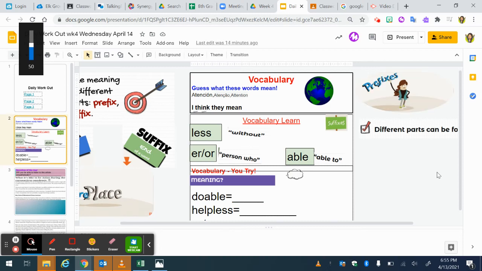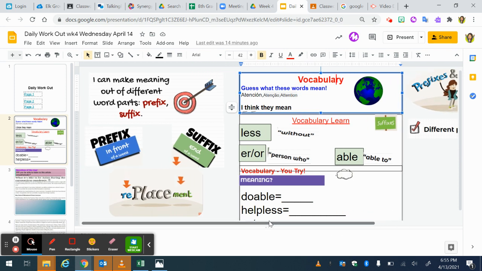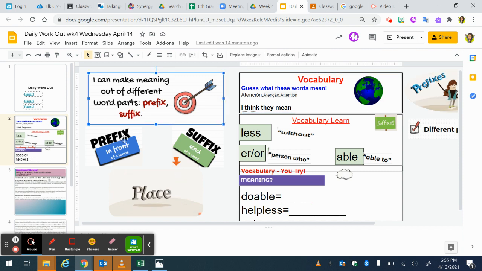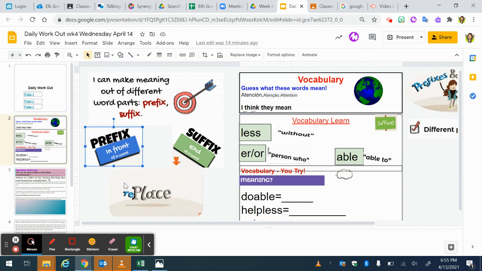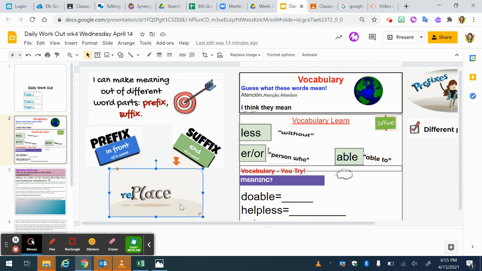Hi! In this video, we're going to learn some vocabulary strategies to help you with words that you read and you may not know. Remember, what we're learning right now are the differences between prefixes and suffixes. Remember, a prefix is a part of a word that comes at the beginning, and a suffix is a part of the word that comes at the end.